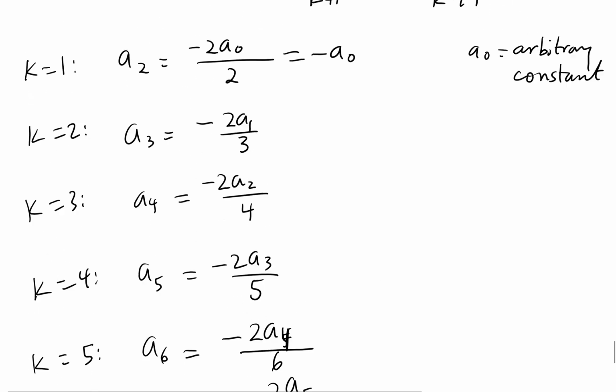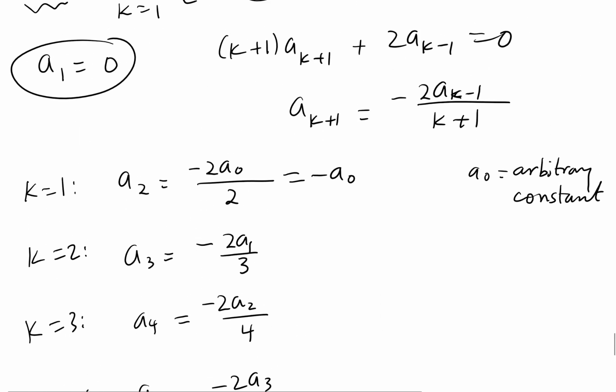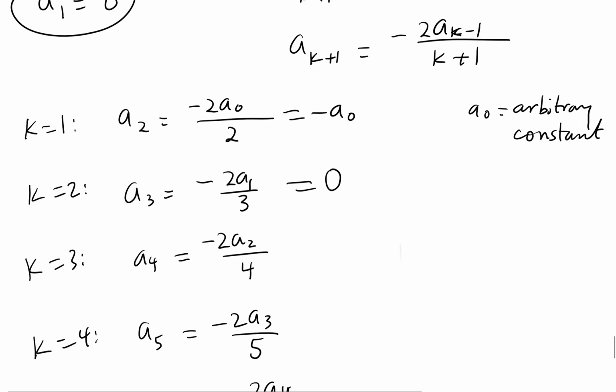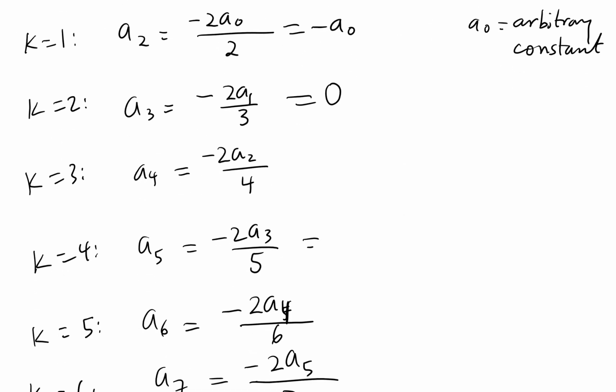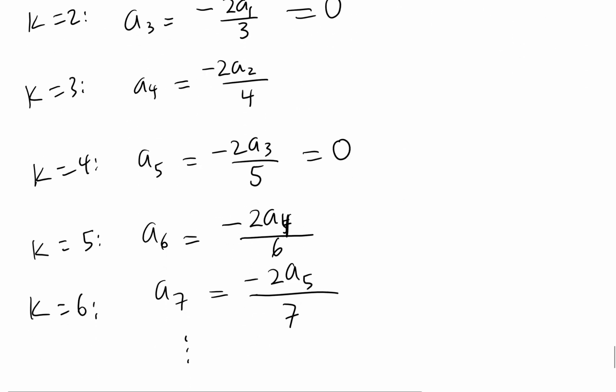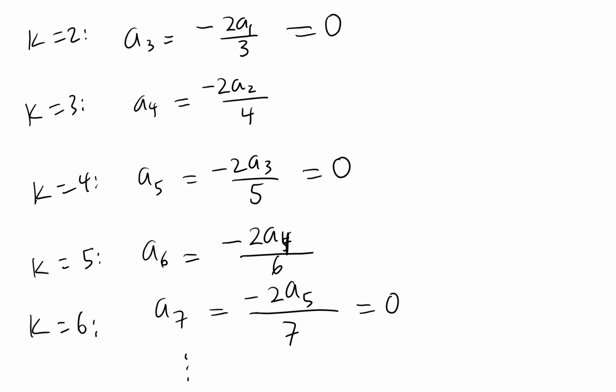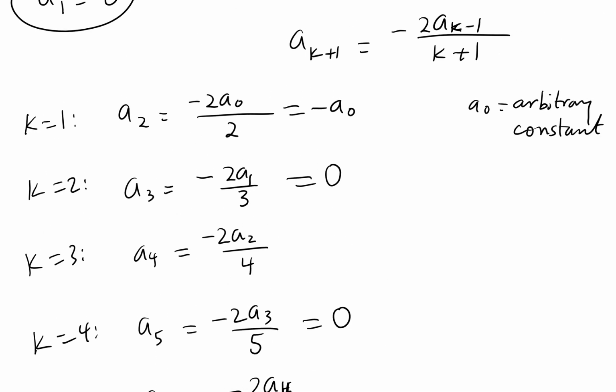Okay, let's go back up. A3 depends on A1, but A1 is 0, so this is 0. Anything that depends on A1 or A3, this is 0. A5 is 0, so A7 is 0. So I can see the odd terms 1, 3, 5, 7, all of them are gone. All are zeros.